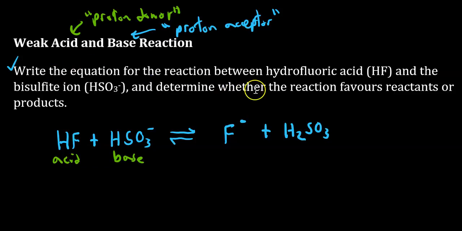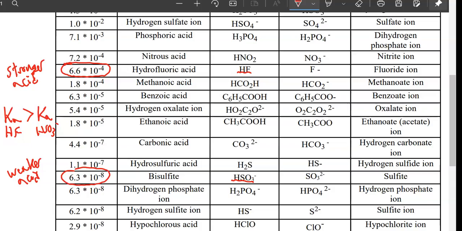Now we want to determine whether the reaction favors the reactants or the products. If we really want to deal with the Ka and the Kb, which tells us the strength of the base here, this acid has a Ka, let's write Ka values here. Ka is 6.6 times 10 to the negative 4. And the base was, I've got to flip back, 6.3 times 10 to the negative 8. Now this is if it acts as an acid, which it's not. It's acting as a base.